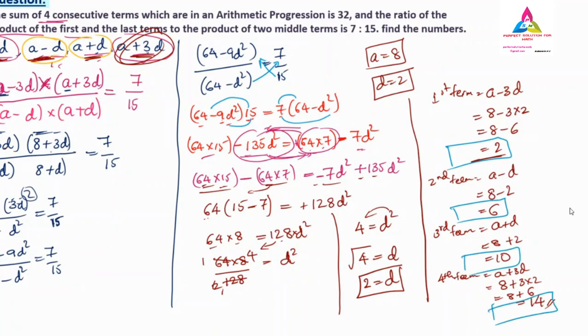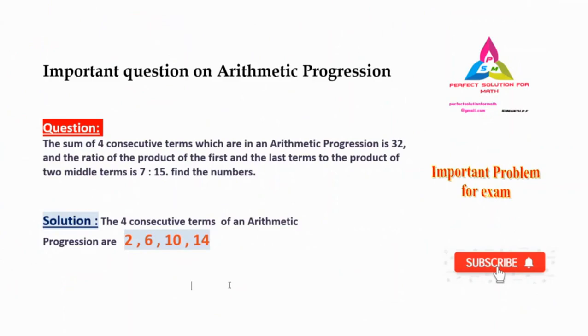If you want, for verification, add the 4 terms. 2, 6, 10 and 14 are the 4 terms. If you add 14 plus 10 is 24, 24 plus 6 is 30, 30 plus 2 is 32, and you must get the sum of the 4 consecutive terms as 32, which we found. And these are the 4 terms. So we can come to the conclusion that for this question, the 4 consecutive terms of an AP, that is arithmetic progression, are 2, 6, 10, 14. That is our final answer.